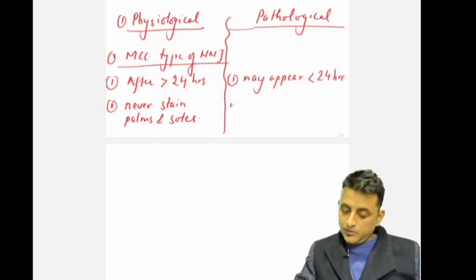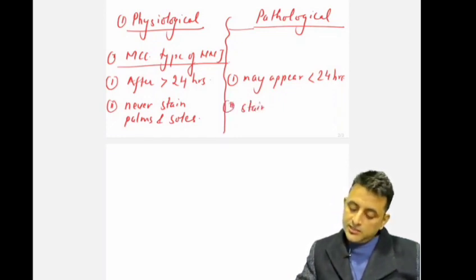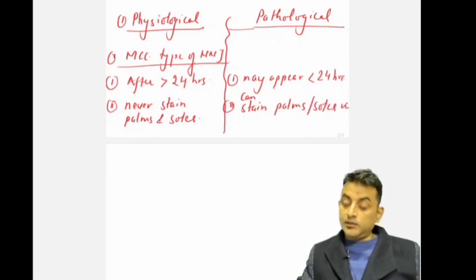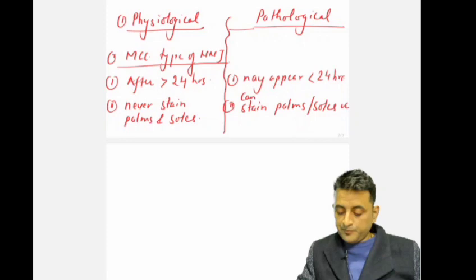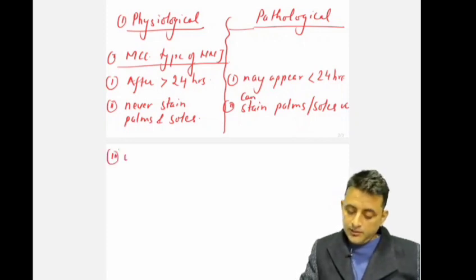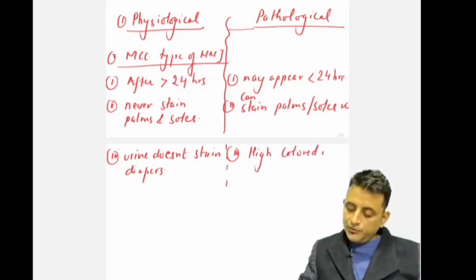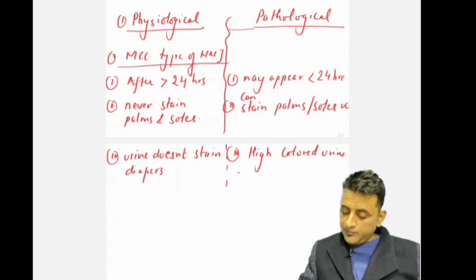Okay. So it can stain palms, let's say can stain palms and soles. Okay, and the risk of kernicterus is high. Number 3, urine does not stain diapers in physiological jaundice. Well, urine is not high colored. But here there is high colored urine, and more importantly, stool can be clay colored.